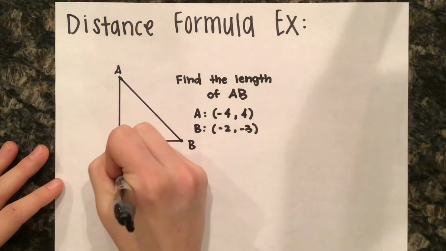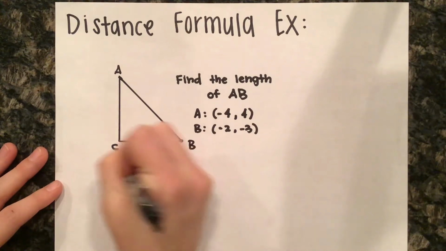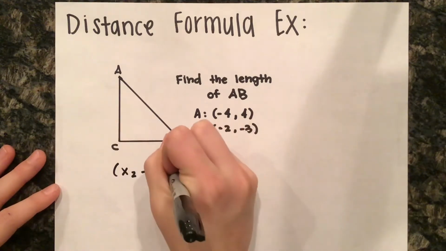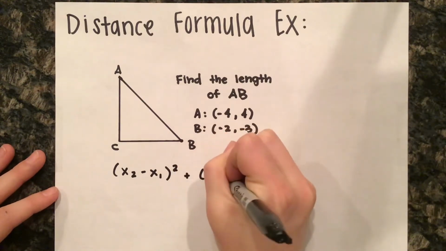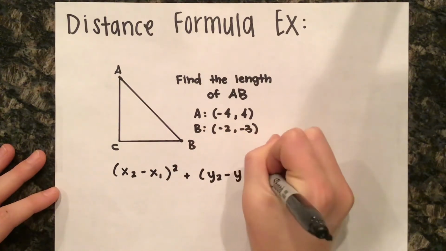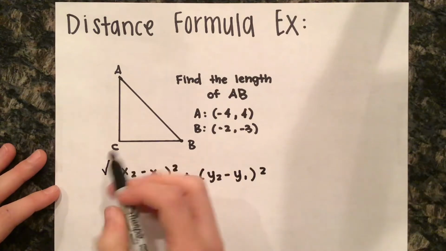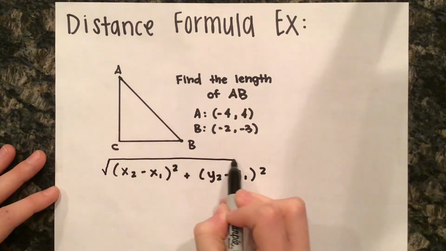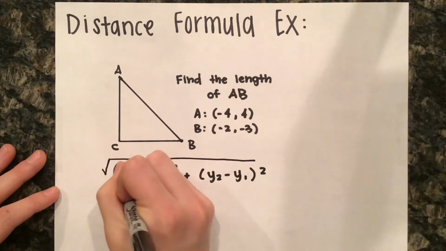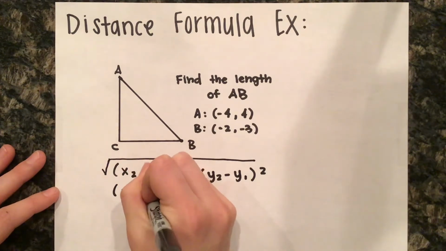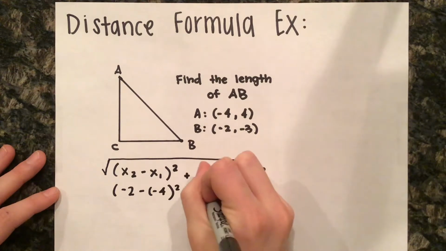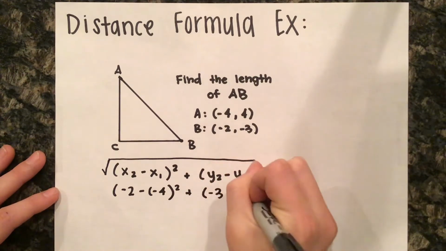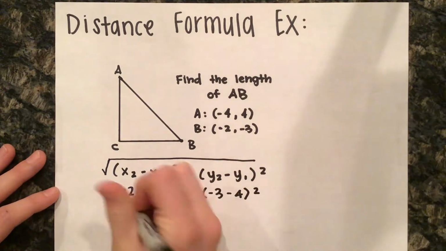Now for some examples. Let's find the length of AB if A is (-4, 4) and B is (-2, -3). Use your distance formula, which is the square root of (x2 minus x1) squared plus (y2 minus y1) squared. Then plug in your numbers. So it would be (-2 minus -4) squared plus (-3 minus 4) squared.